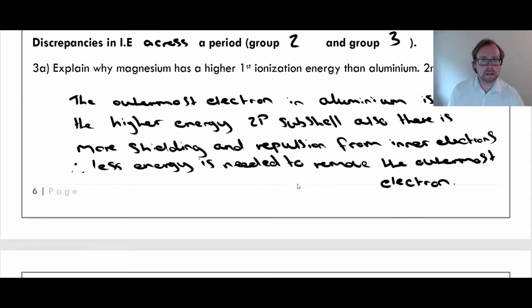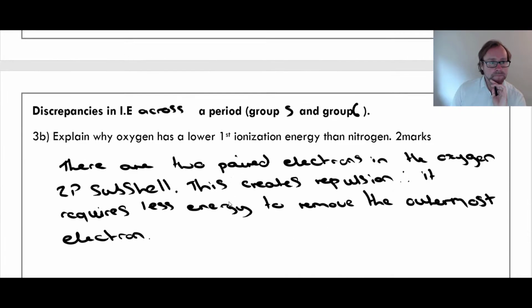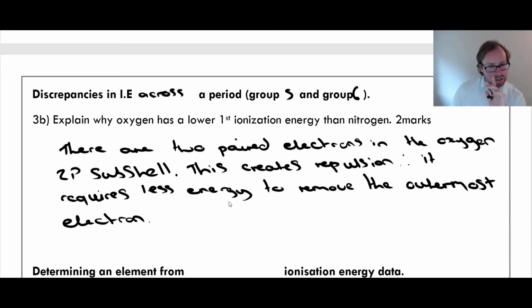Okay, so I reckon you've been able to do this if you've referred back to your booklet. So explain why magnesium has a higher first ionization energy than aluminium. So the outermost electron in aluminium is in the higher energy 2p subshell. Also, there is more shielding and repulsion from inner electrons. Therefore, less energy is needed to remove the outermost electron. Okay, and B, explain why oxygen has a lower first ionization energy than nitrogen. There are two paired electrons in the oxygen 2p subshell. This creates repulsion, therefore it requires less energy to remove the outermost electron.